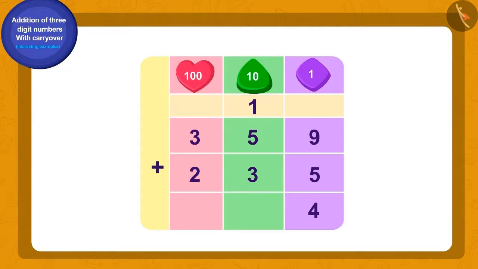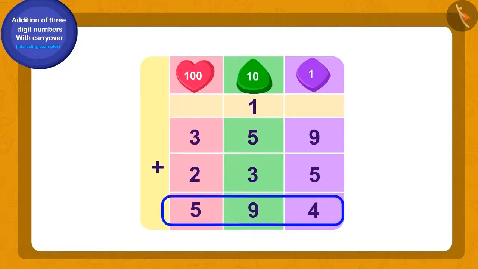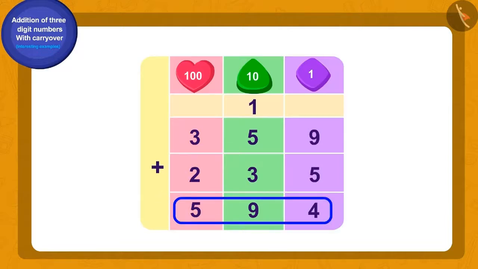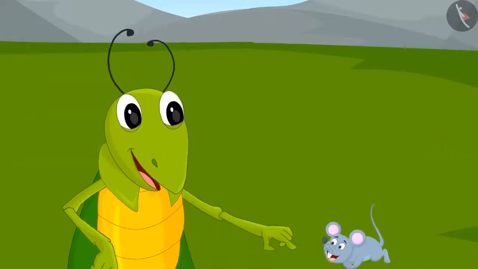Now, what is the total of the tens place numbers? 1, 5 and 3. 9. Now, we will add the hundreds place numbers 3 and 2 and get 5. Oh wow! This time there were 594 animals in the herd.